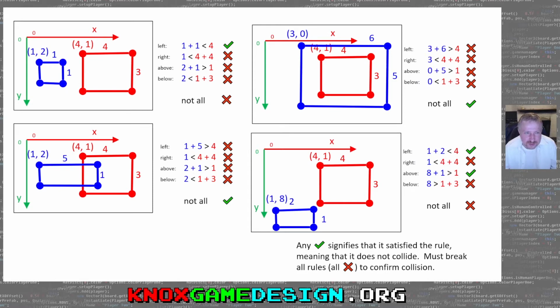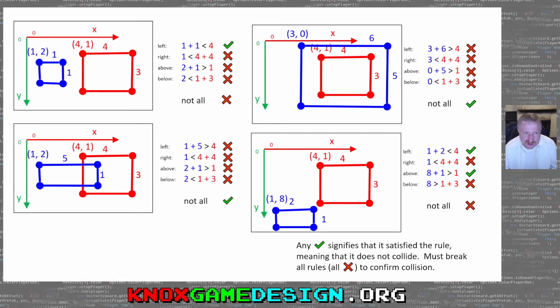The first rectangle is going to stay the same through all these examples. We have a rectangle with an upper left-hand corner of x equals 4, y equals 1. The rectangle has a width of 4 and a height of 3. Now we have a second rectangle at position 1, 2 with a width of 1 and a height of 1, a square. So we're going to check each of those conditions.